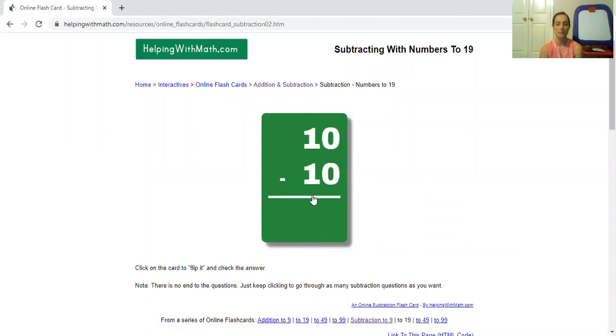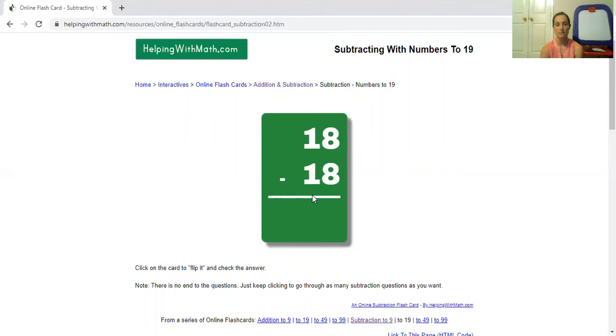10 minus 10 would be 0. 12 minus 10 would be 2. 15 minus 12 would be 3. 17 minus 8 is 9.